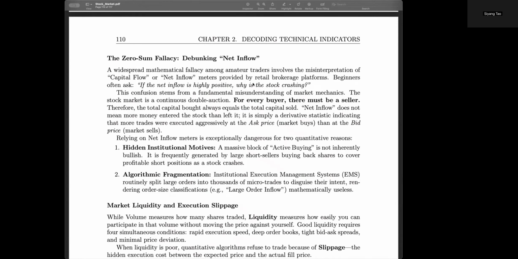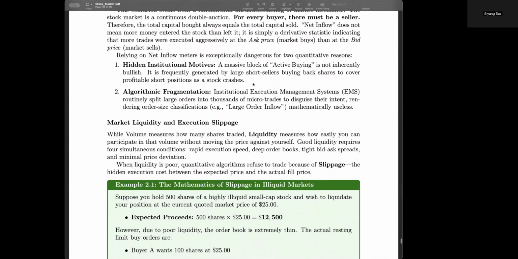Think about it. A massive spike in active buying on a down day might just be a massive short seller buying back shares to cover their profitable position as the stock crashes. Do not base your trades on these retail flow meters. Focus on the raw volume. A lot of beginners also confuse volume with liquidity. They are related, but they are not the same. Liquidity measures how easily you can participate in that volume without moving the price against yourself.